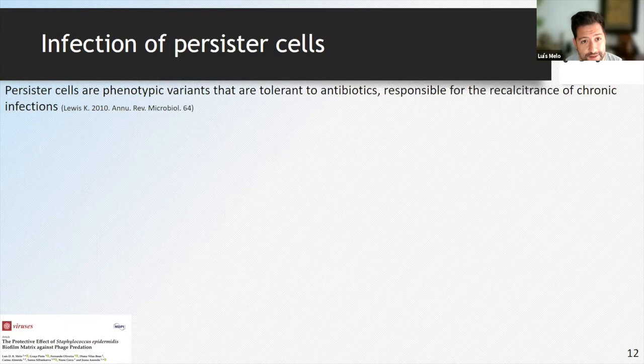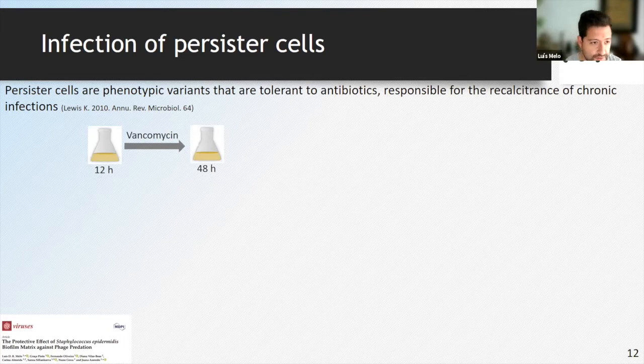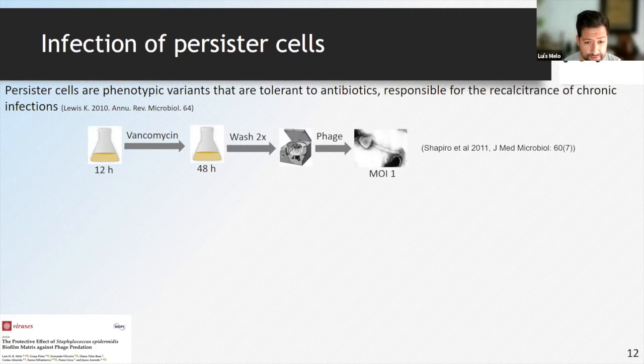To finish all the types of cells that we tested with this phage, we tested the phage on persister cells that are, as the majority of you know, phenotypic variants that are tolerant to antibiotics, but are described to be responsible for recalcitrance of chronic infections, namely the ones associated with biofilms. So we grew the cells for 12 hours. In this case, it was an adapted protocol. We incubated for 48 hours with vancomycin, washed them 2 times, and added the phage.